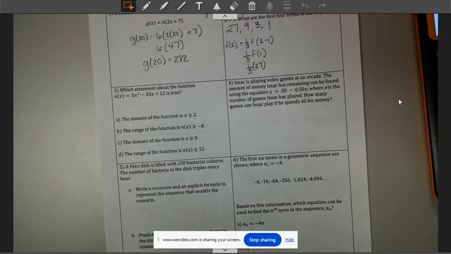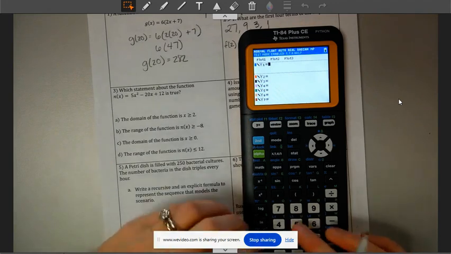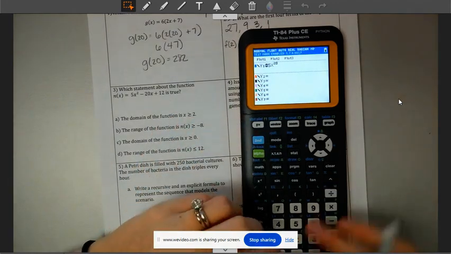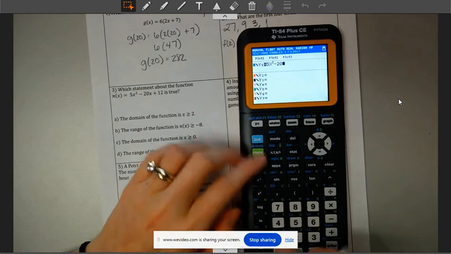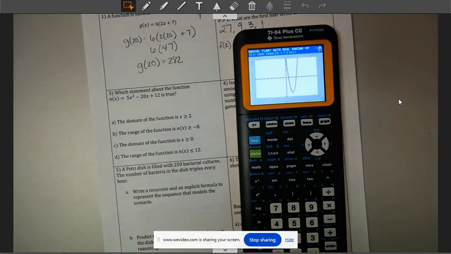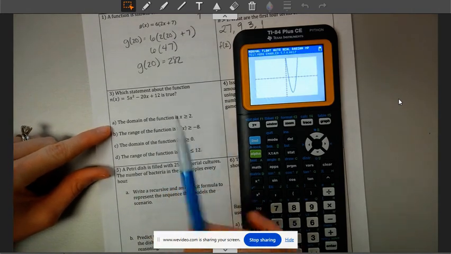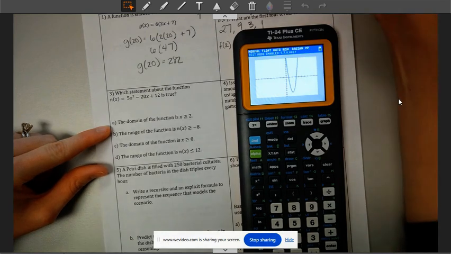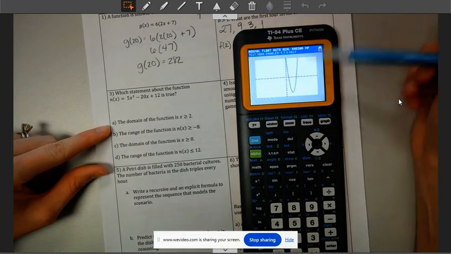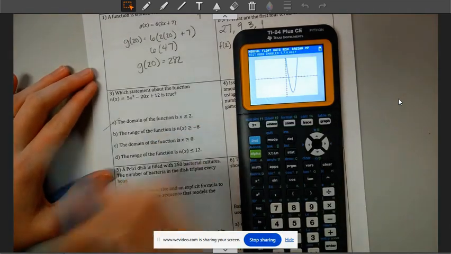Which statement about the function n of x is equal to 5x squared minus 20 plus 12 is true? Okay, I am going to go ahead and look at the graph by typing this in for y equals. So I'm typing in the equation they gave me so that I can see the graph and make some conclusions about it. The domain of the function is x is greater than or equal to 2. Well, I know these graphs, if I push to the left forever, it's going to go on forever. If I push to the right forever, it's going to go on forever. So this is all real. So I don't think that is quite right.